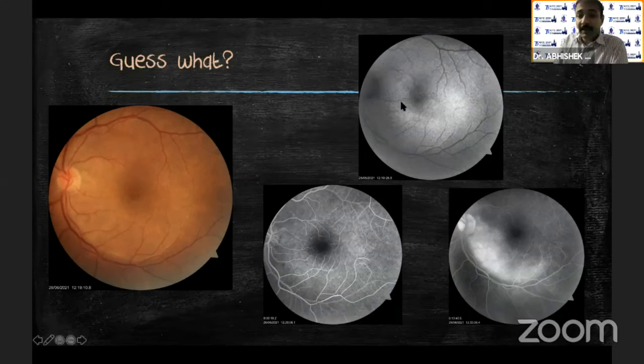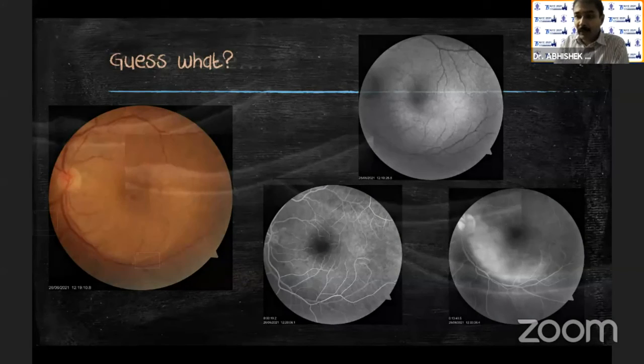The autofluorescence doesn't show anything remarkable. The FFA early phase is quite unremarkable. In the late phase, you see outer retinal staining along the inferior arcade. If you look at the color photo, it almost looks like a CSR. But when you look at the late phase FFA, you see a deep outer staining along the inferior arcade, a little bit of disc staining as well.